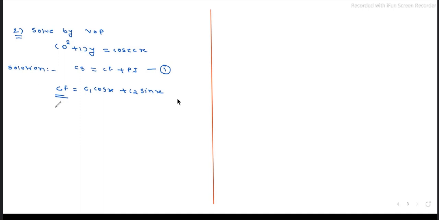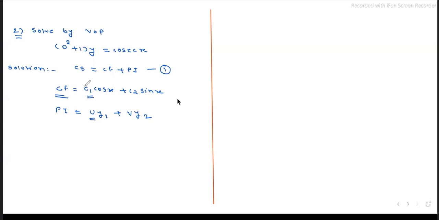And how do we write it? The form of PI is always the same. What is the form of PI in variation of parameter method? u into y1 plus v into y2. PI is u into y1 plus v into y2. Now compare. What is y1? We replace c1 with u.